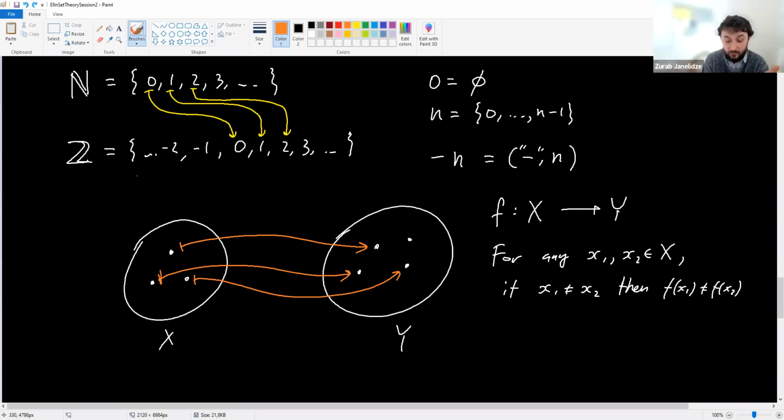Now, if it turns out that we can also have a backwards correspondence, then n and Z will have the same amount of elements.